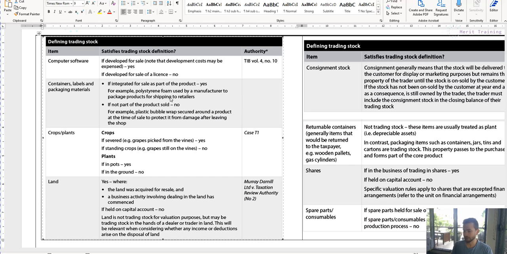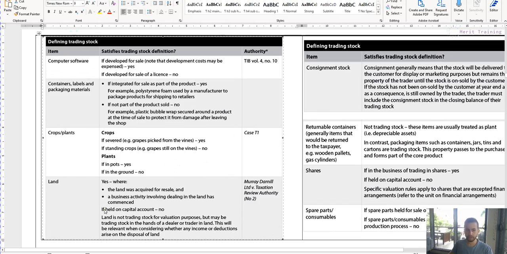So this is basically the distinction between what is a farming asset versus what is something that you can actually sell. If it's in the ground, it's a farming asset. So it's a plant in the ground. You can't really sell that unless you've severed it. If it's in a pot, you can sell a plant in a pot, right? So therefore, it will be trading stock. It's just logic. But this relates to case T1.